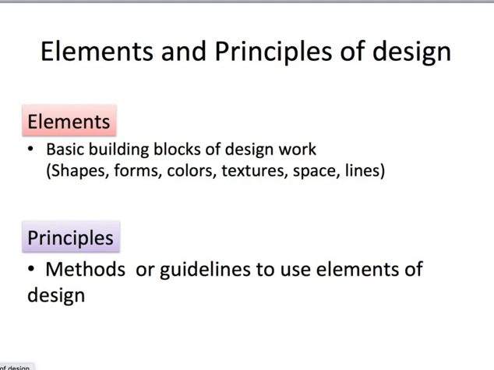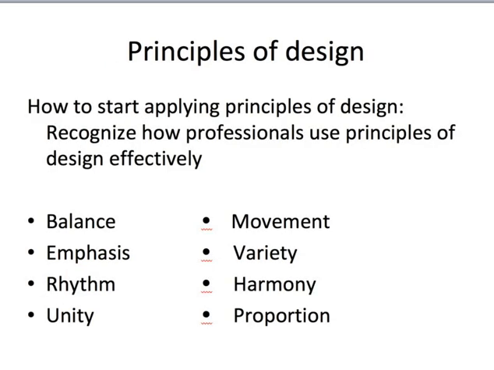So all design is composed of elements and it follows certain principles, and these principles will vary from field to field of design. The elements are all the basic building blocks of design. So we can talk about shapes, forms, colors, textures, anything that can be used to produce designs. And the principles are the methods or the guidelines to use these elements. So, in a very simple way, these principles shown in this slide are applied to visual arts or graphic design or industrial design or even urban planning, using different elements, of course. So these are general principles.